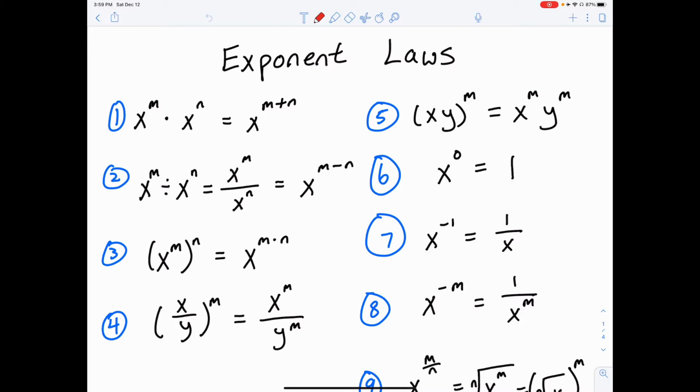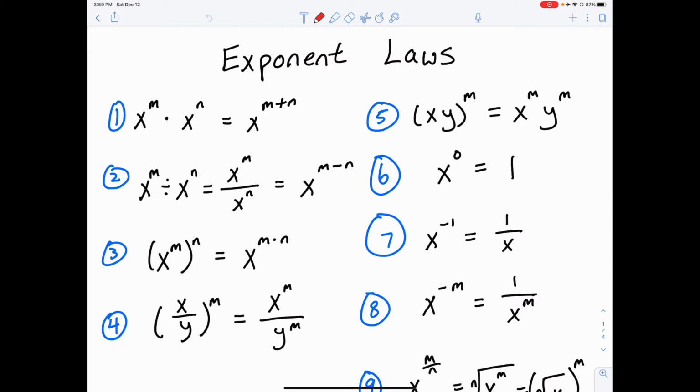For number seven, we have x to the power of -1. A reminder here is that the negative exponent only reciprocates or flips the base. It doesn't change the sign of the base. That is the key thing to remember. Only to reciprocate or flip the base only.